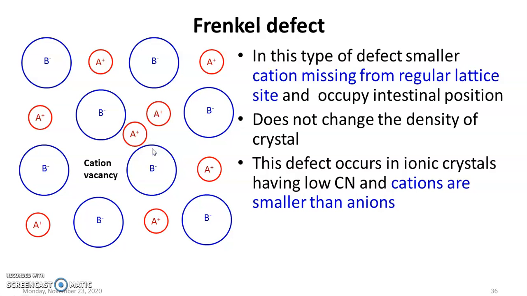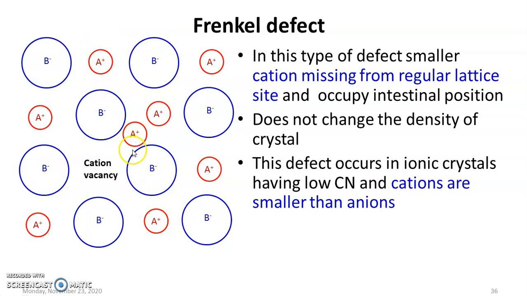This defect occurs in ionic crystals having low coordination number, and cations are smaller than anions. Low coordination number means the radius ratio is low. So when the radius ratio, that is the radius of cation to the radius of anion, is low, it means cations are much smaller than anions.